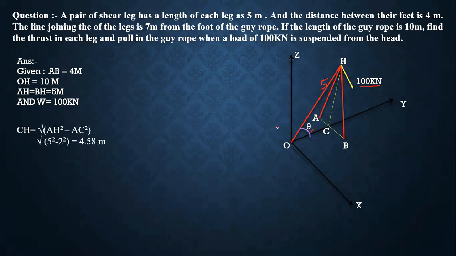So it should be like this: under root AH square minus AC square. AH is equal to 5 and AC is 2. So 5 square minus 2 square, under root, is equal to 4.58. Then we have to find theta. For this we need to use a triangle. The triangle will be O, C and H. This is the triangle we need to use.